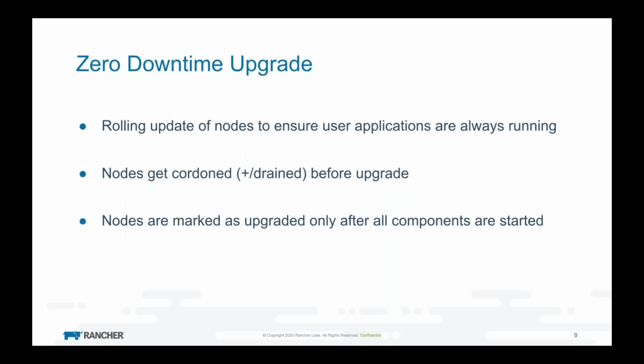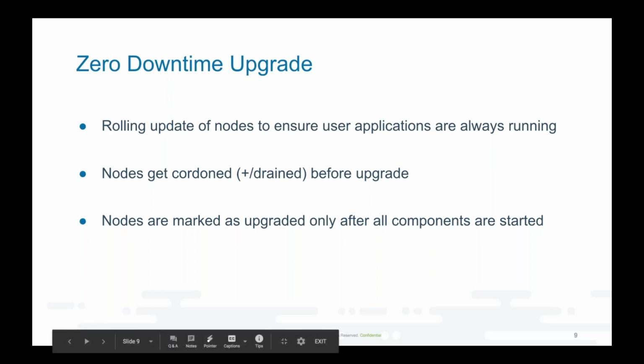So to achieve zero downtime upgrade, the most crucial step we took is, instead of upgrading nodes in parallel, we perform a rolling update of nodes to ensure that the applications are always running. During this rolling upgrade, we cordon each node, and optionally, we also drain the node, meaning the user can choose to drain or not drain the node, but each node will get cordoned right before the upgrade, and then we uncordon it. After the upgrade goes through, we check that the node has come up properly with the new components, and only then it is marked as upgraded or active. And only then we move on to the next node.